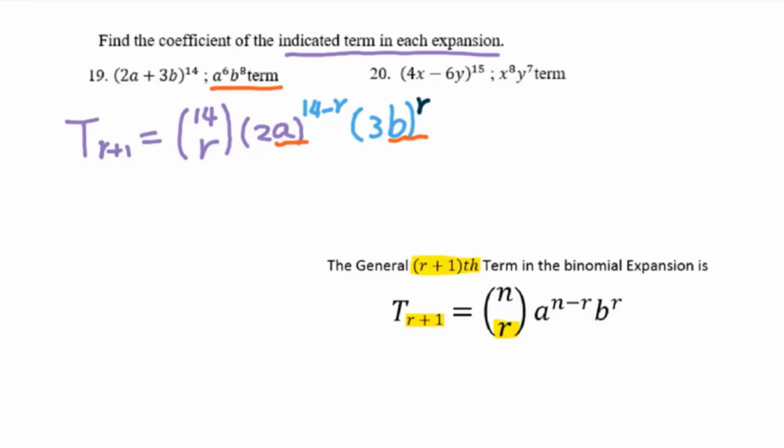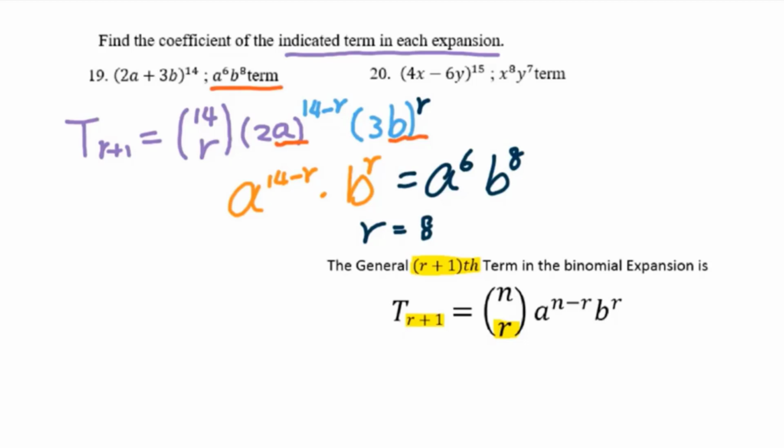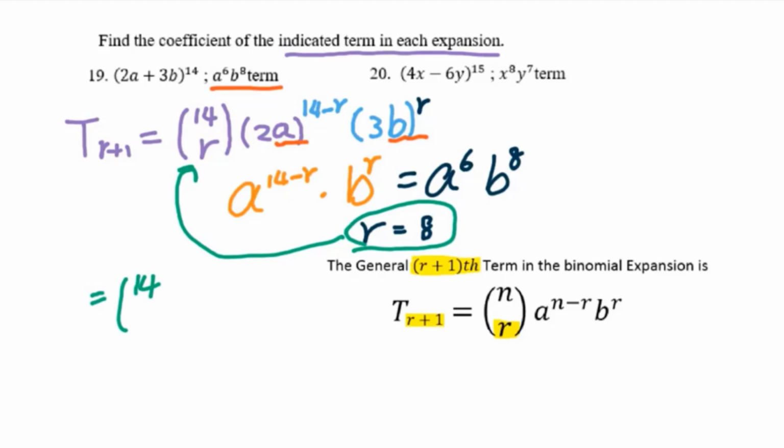We have a to the 14 minus r's power times b to the r's power. Supposed to be equal to a to the 6th power and b to the 8th power. Therefore, we get r equals 8. Now we plug r equals 8 back into this general form. You will get 14 choose 8, 2a, do the 14 minus 8, that's a 6th power. And then 3b, we do the 8th power.